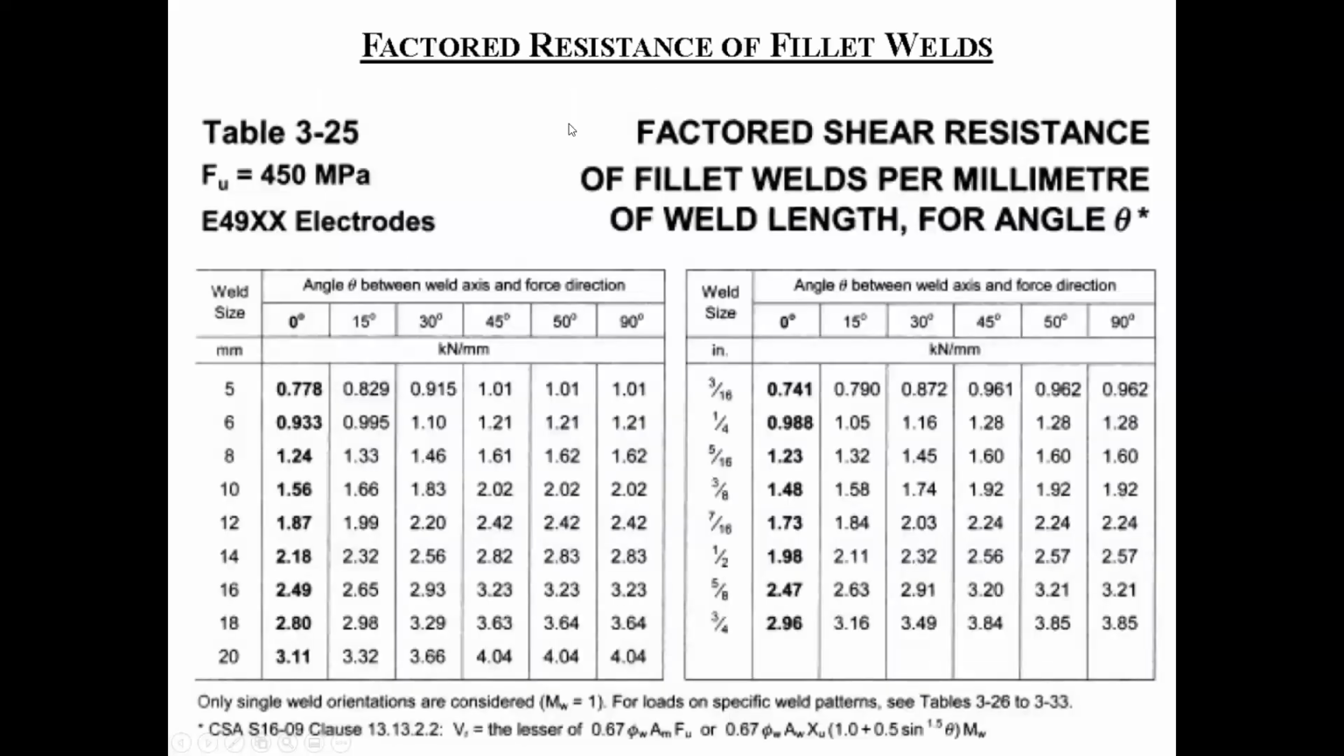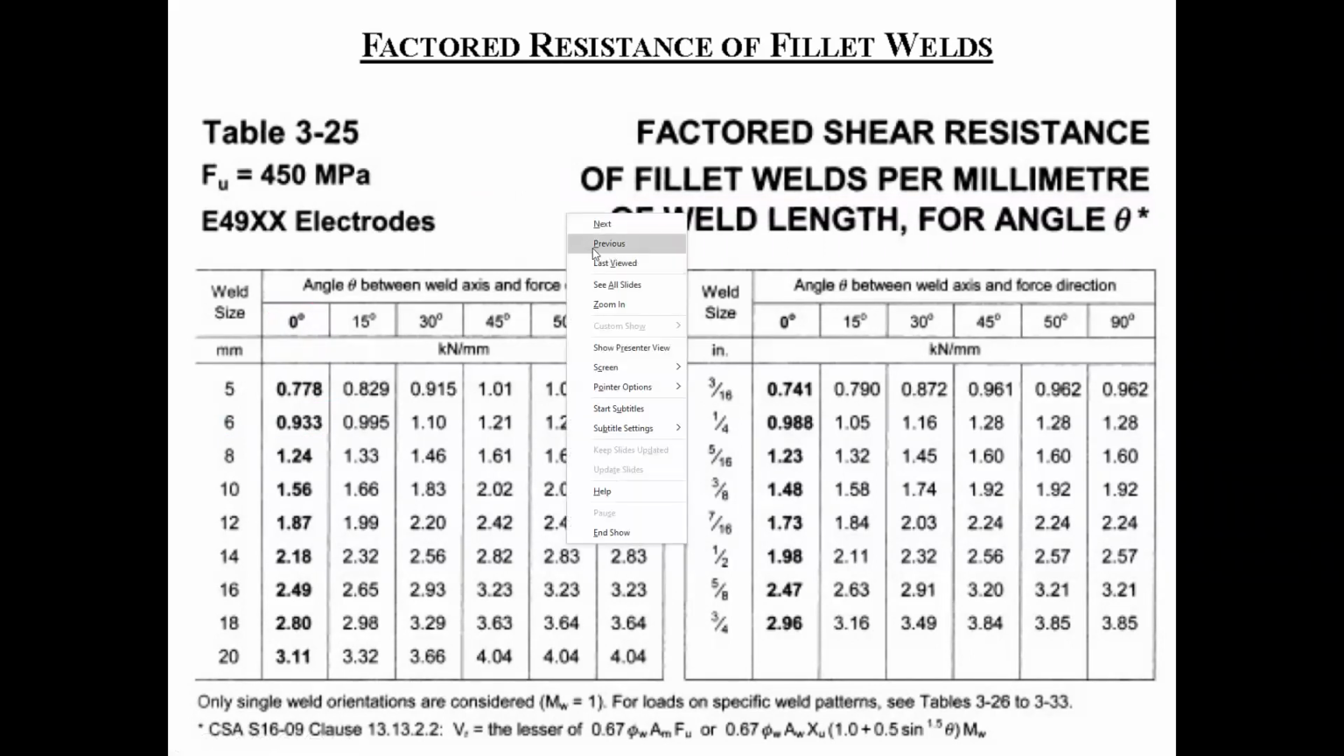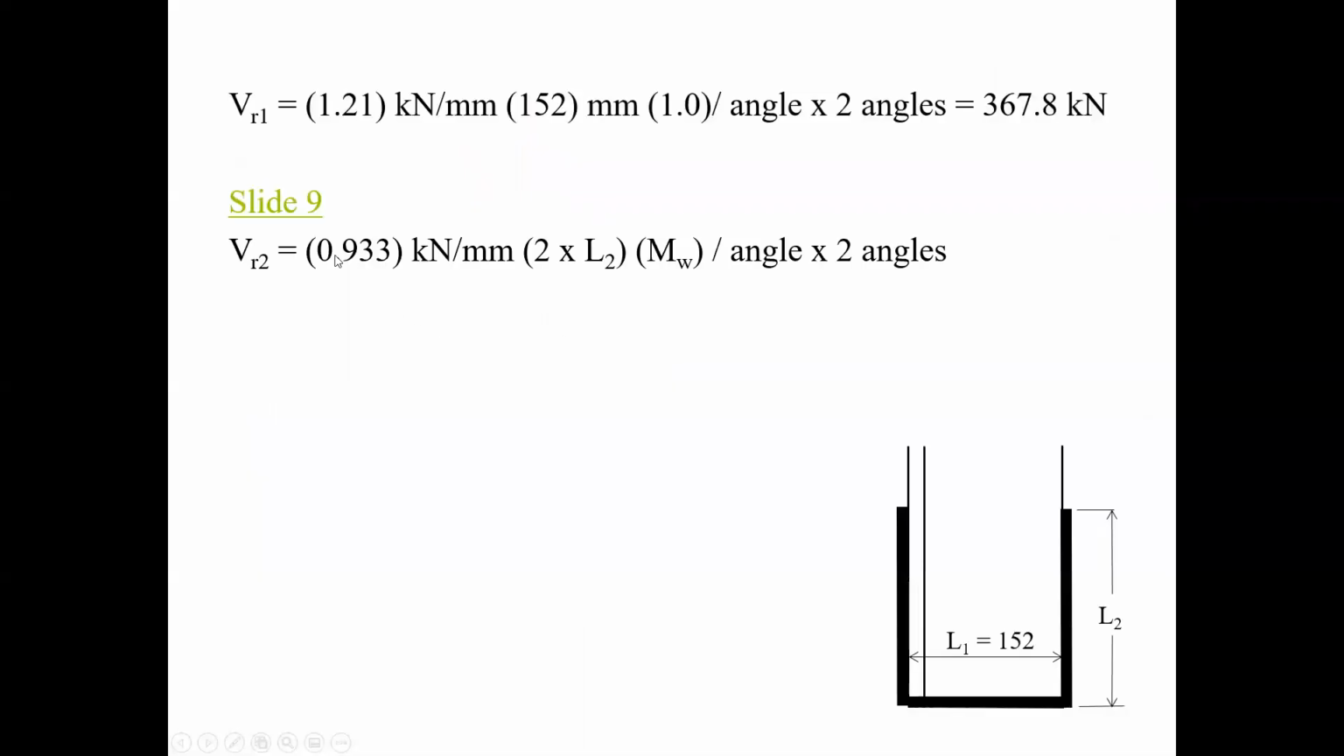Now here, of course, you're going to try to keep the same thickness of weld. The only difference is that the other line segments are at 0 degrees. In other words, they are parallel to the line of action. So therefore, theta here is 0 degrees, and this is the value of VR for those other segments.